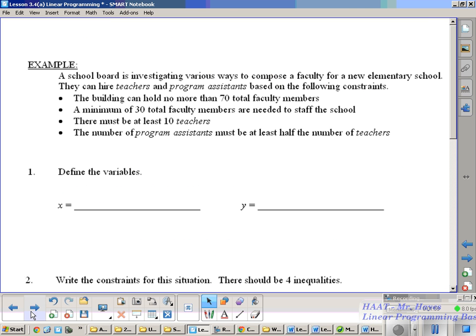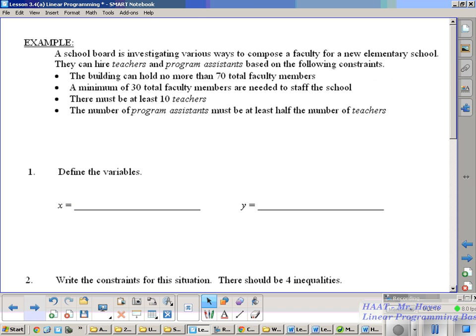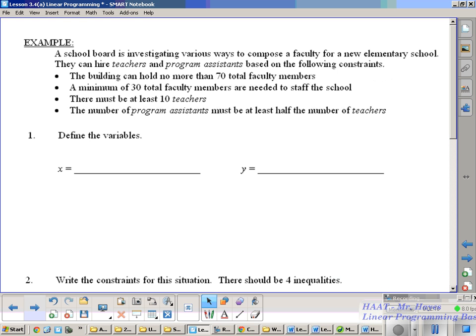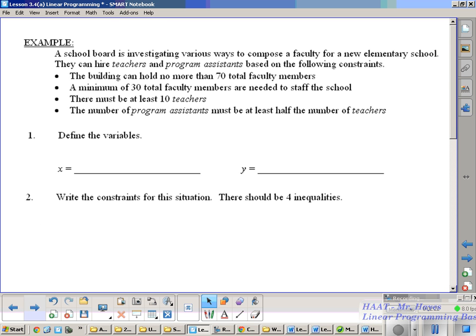All right, so here's an example. The school board is investigating various ways to compose the faculty of a new elementary school. They can hire teachers and program assistants, and they give you 4 constraints. The building can hold no more than 70 faculty members. There's a minimum of 30 faculty members total. There must be at least 10 teachers, and the number of program assistants must be at least half the number of teachers. So as always, define your 2 variables.